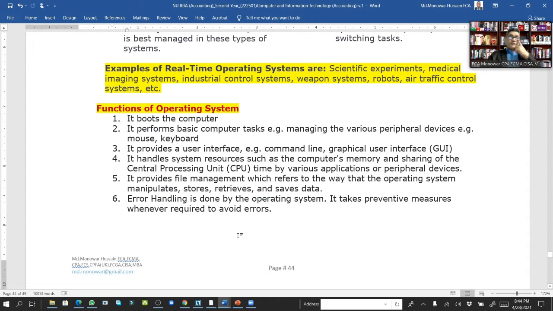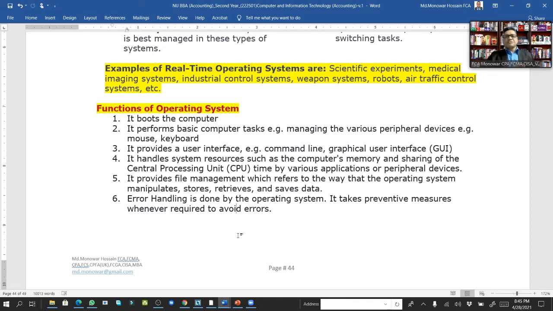So if we see the functions of an operating system, it boots the computer, and it performs basic computer tasks, managing the various peripheral devices like the mouse, keyboard, etc. It provides a user interface, command line or graphical user interface. It handles system resources such as the computer's memory and the sharing of central processing unit time by various applications.